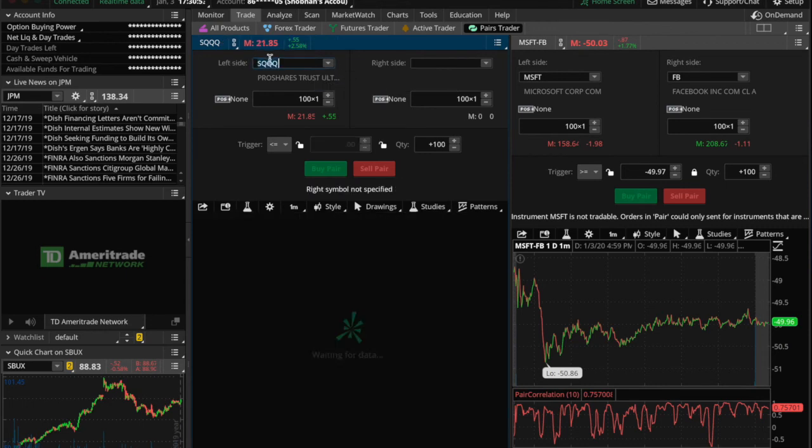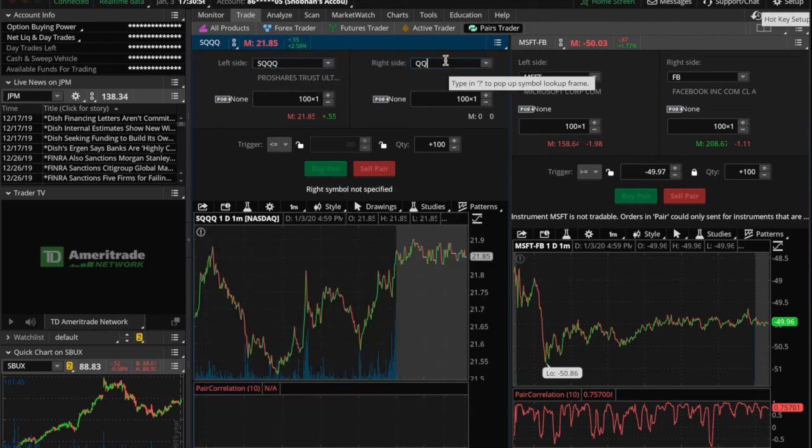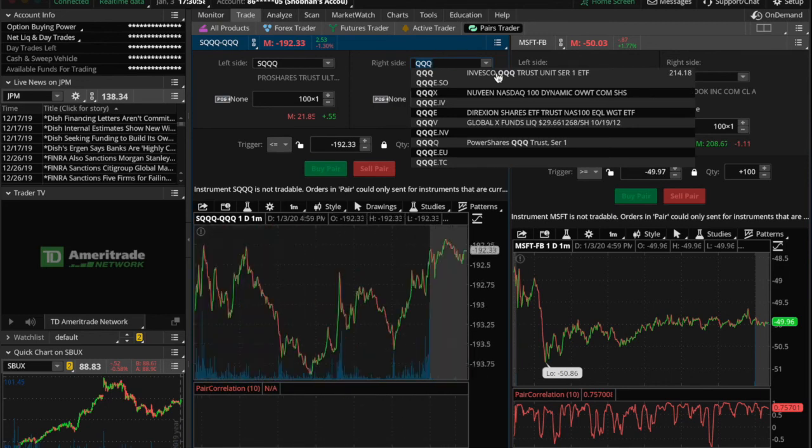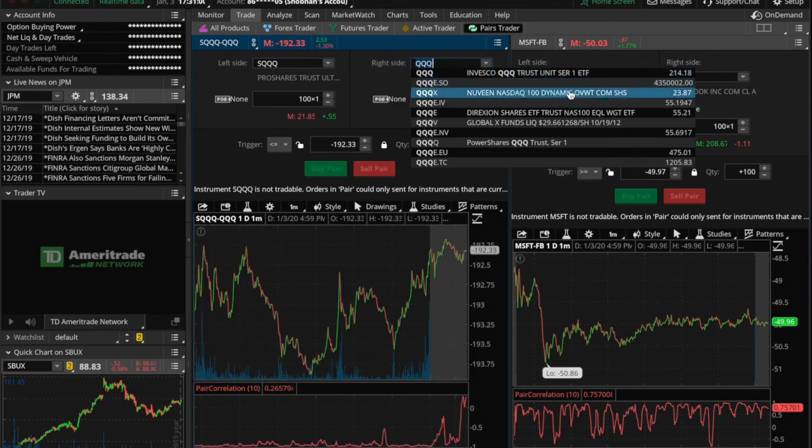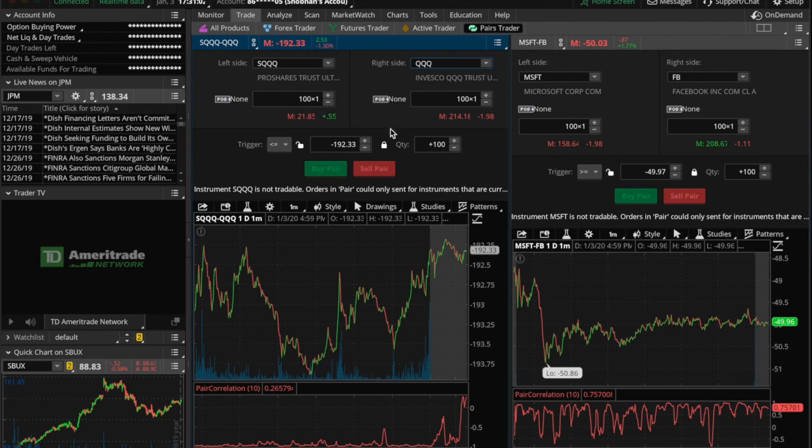So here we have SQQQ and we have QQQ. QQQ is an Invesco trust unit. It's pretty much like a stock ETF tracking a big part of the stock market. SQQQ, the S is there because it shorts QQQ. And shorting, as we learned, means it hopes that QQQ is going to go down. So whenever QQQ goes up, SQQQ goes down by that same amount usually. That's why the correlation on this graph is so close to -1.